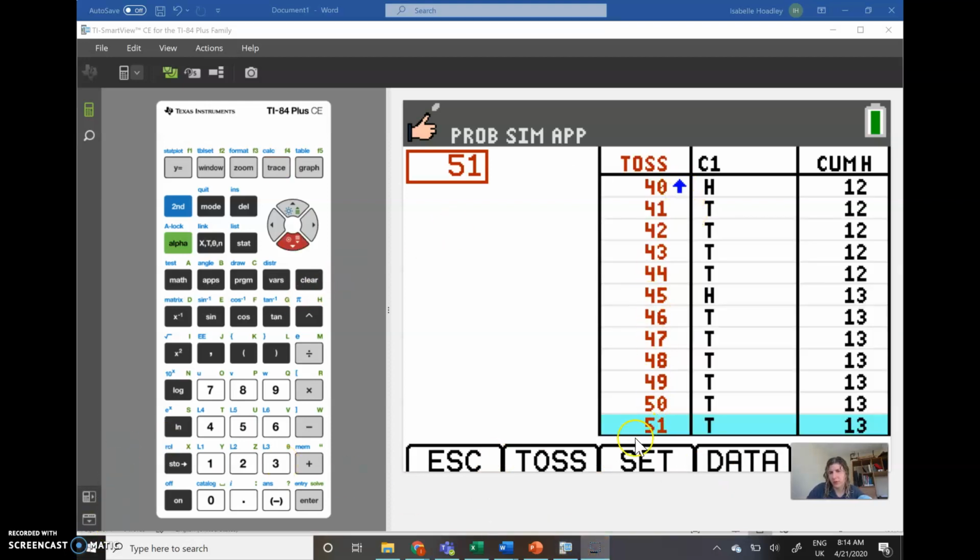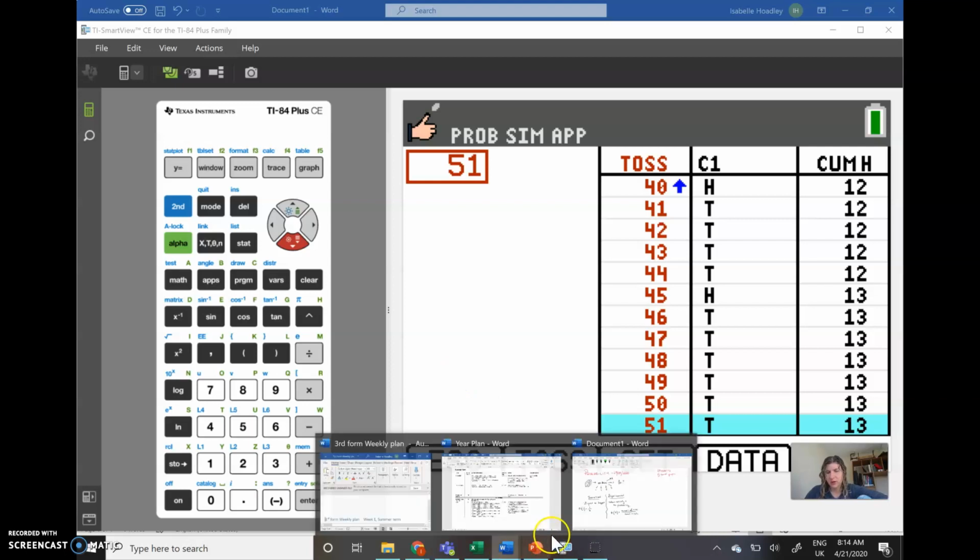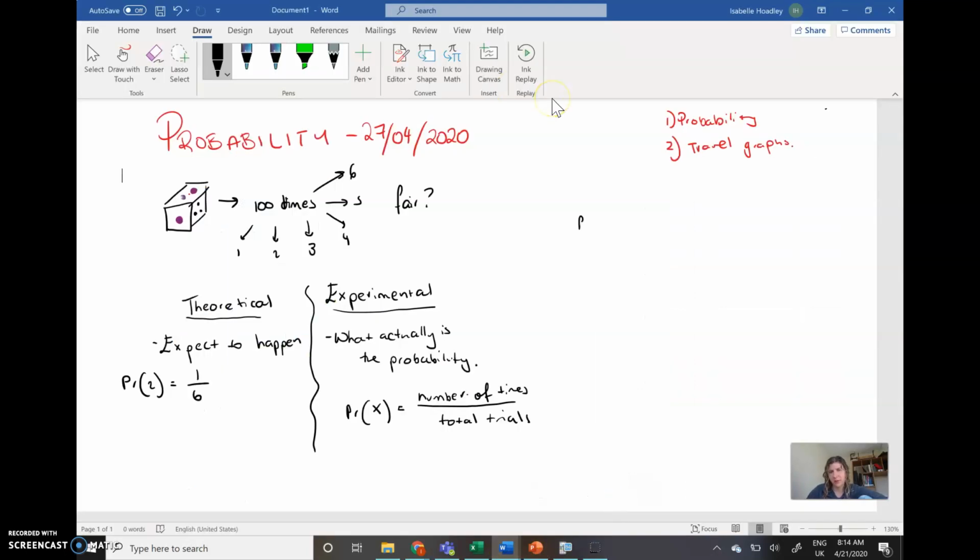This is for the same coin toss, so 51 times. This column here tells me my cumulative number of heads. I can see that after 51 turns, I got 13 heads, which means there were 38 tails altogether. So my probability of getting heads is 13 out of 51, because I got it 13 times out of 51. My probability of tails is 38 out of 51.